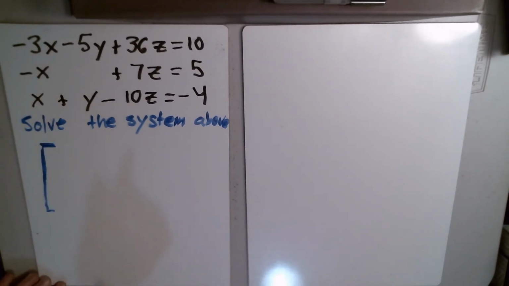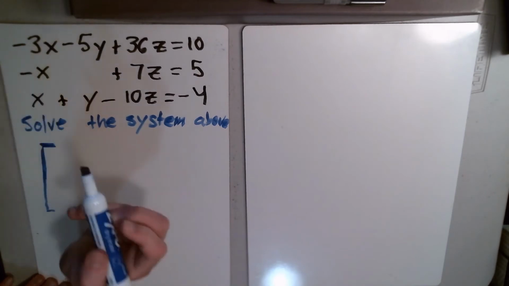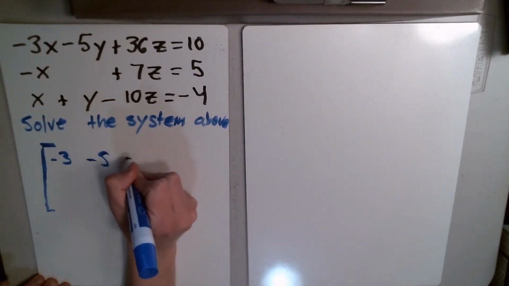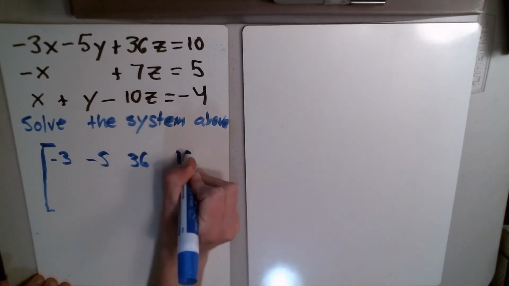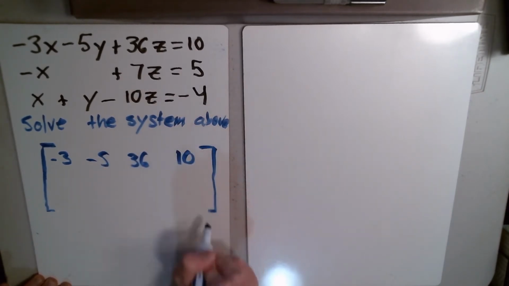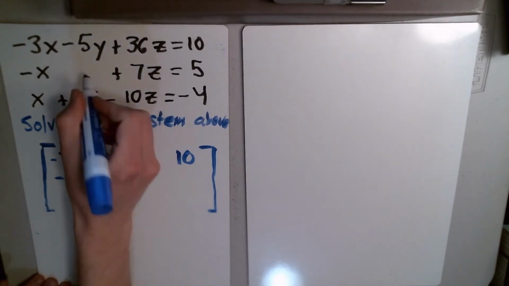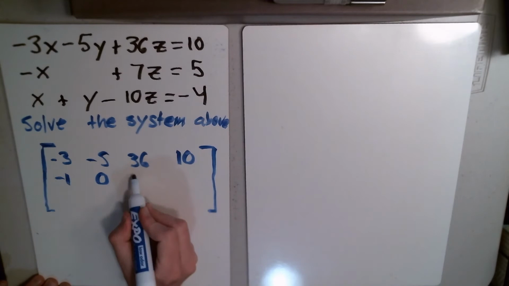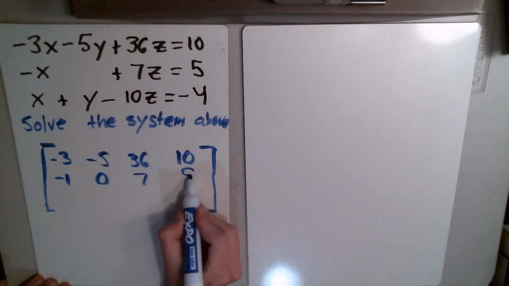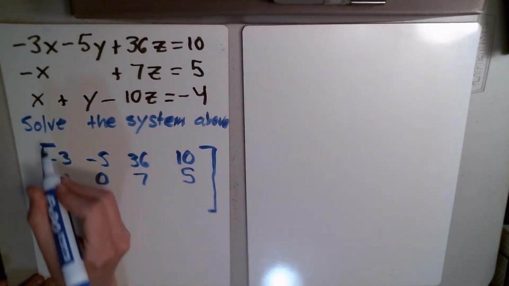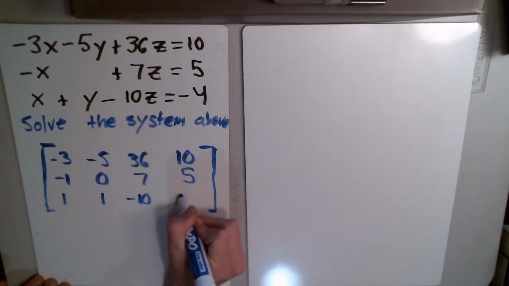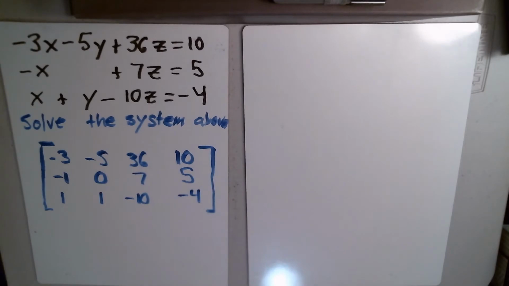Okay, so there's my bracket, and I'm just going to throw the coefficients in there. So -3, -5, 36, 10. Okay, then -1. There's no y in that one, so that one's just 0. 7, 5, 1, 1, -10, and -4. Okay, so this is our system of equations here.